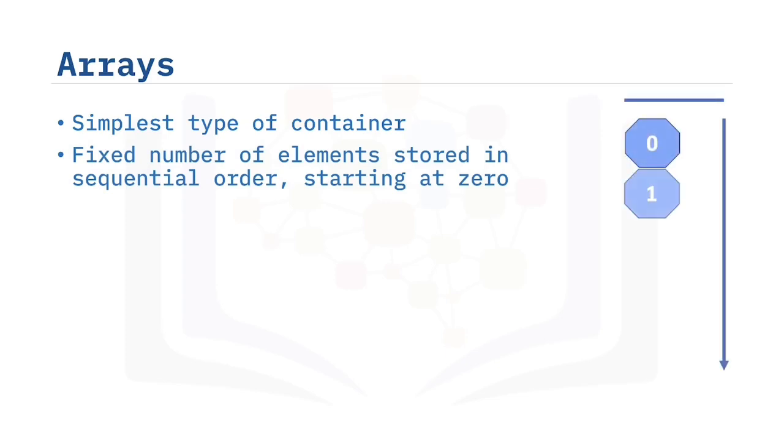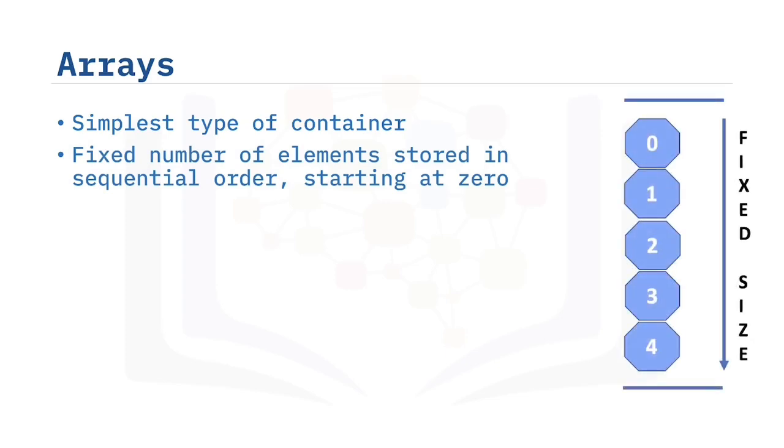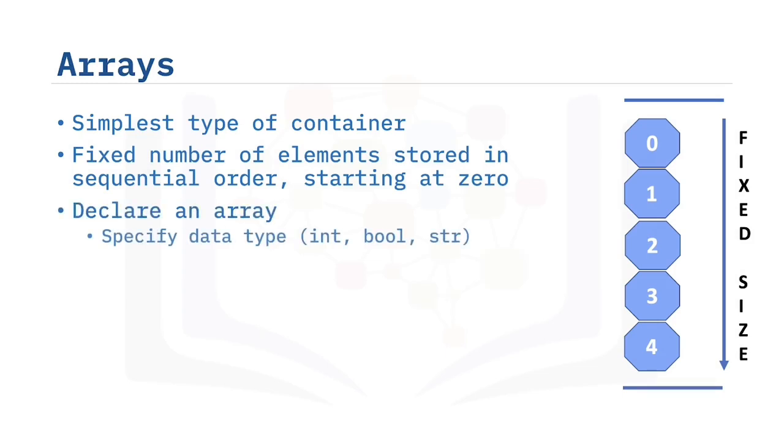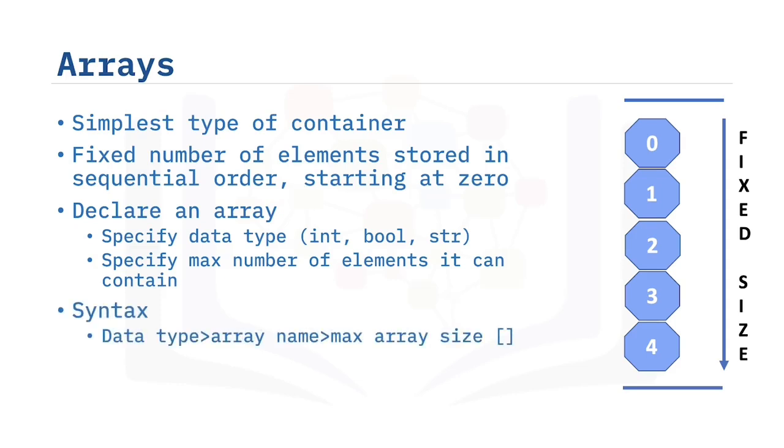There are 2 types of containers to specify multiple elements: arrays and vectors. The simplest of these container types is an array. In an array, a fixed number of elements of the same type are stored in sequential order starting from index 0. When you declare an array, you specify the data type of the values it contains, such as an integer, or Boolean, or a string, and then the maximum number of elements it can contain. The syntax for declaring an array is to specify the data type first, then the name of the array, then the maximum size of the array in square braces.